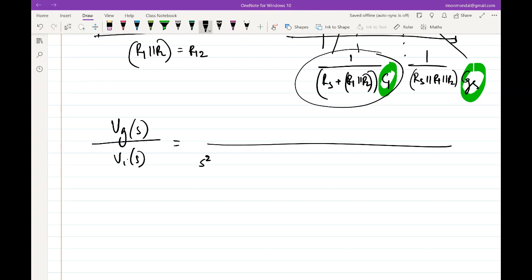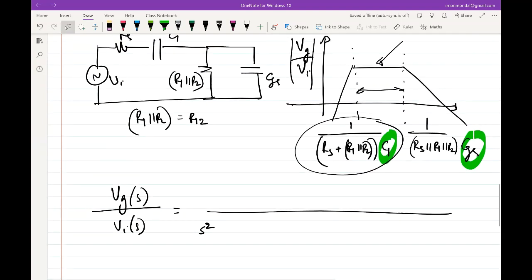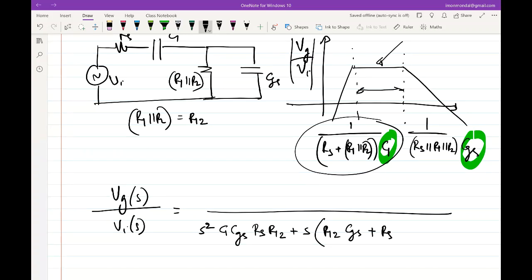So there will be some S squared times something. What will that be? You can look at your notes. Yeah, right. So C1 CGS times R12 Rs, then something S times R12 CGS, Rs C1, plus 1. This I remember. What is the numerator? S times C1 R12. Okay, fine. So we'll have to make sense of this.